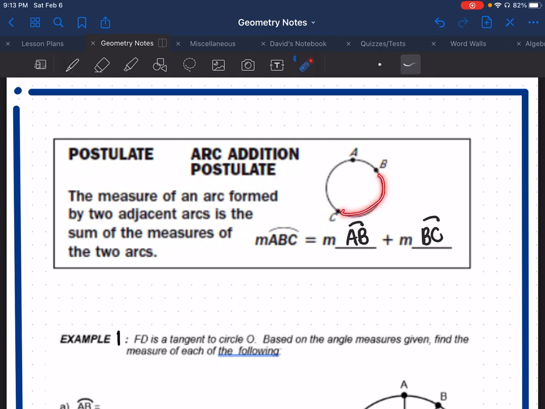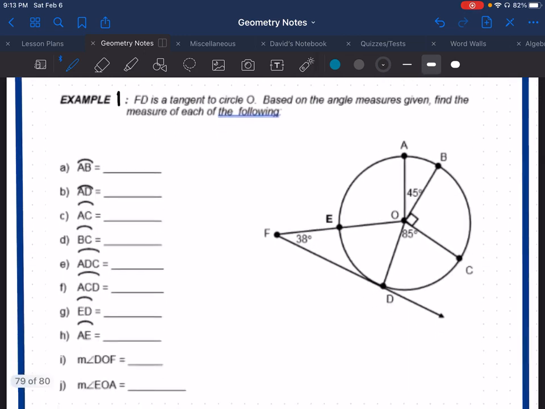So basically I can think of the measure of this whole arc as this part plus that part, just like we thought of our segments in the beginning of geometry. All right, let's take a look at our first example today.